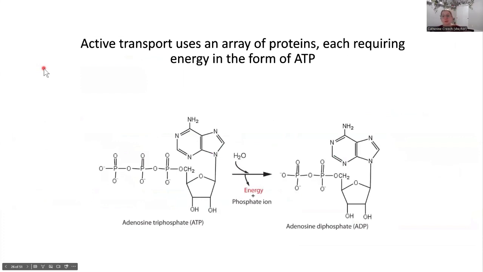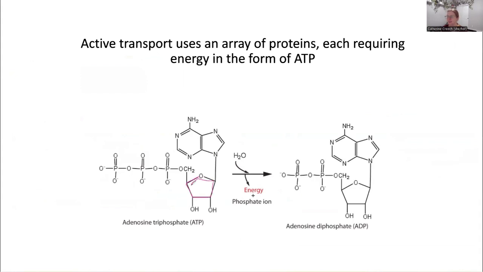If a channel does require energy, or if a carrier protein does require energy, we get to talk about how we use ATP. So ATP is one of the most amazing molecules. ATP has an adenosine. That's this part right here, the pentagon shape. And then it has 3 phosphates. So 1, 2, 3. So that explains its name. Adenosine, that part, and then triphosphate, that part.